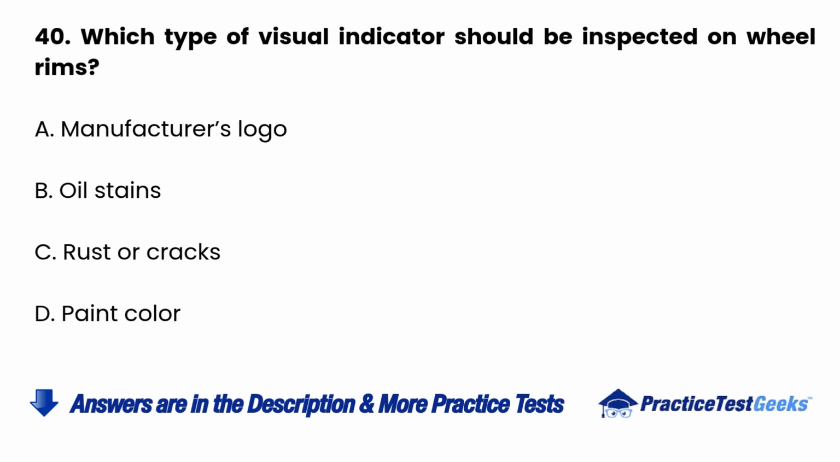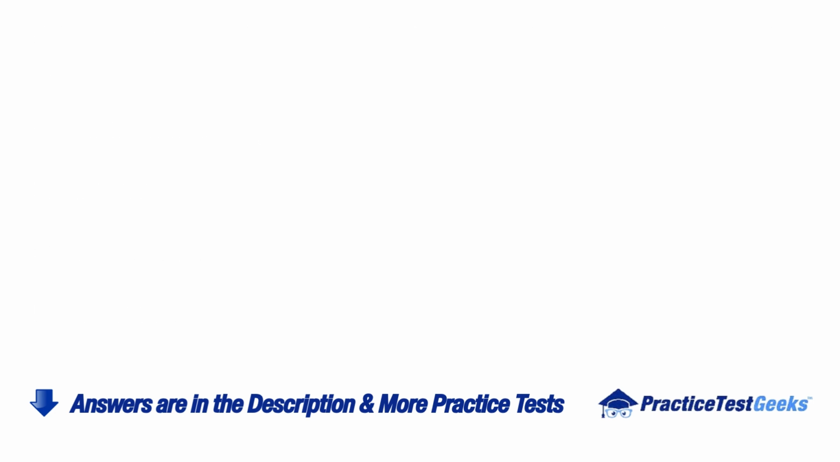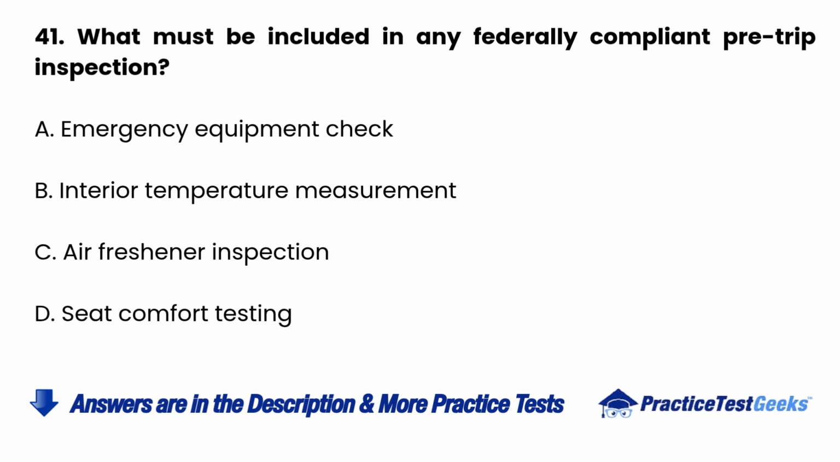40. Which type of visual indicator should be inspected on wheel rims? A. Manufacturer's logo. B. Oil stains. C. Rust or cracks. D. Paint color.